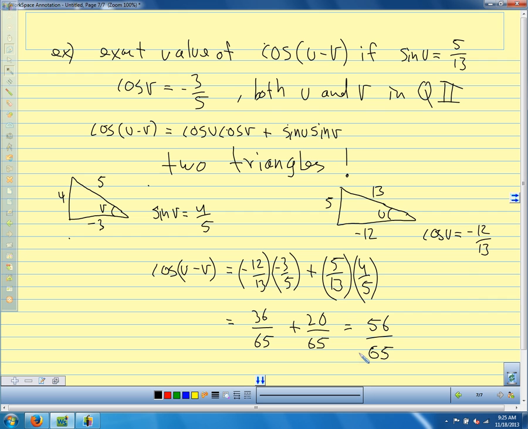I love that problem. Two triangles, Pythagorean theorem, sum and difference formula combines all kinds of things together. All right, questions on that one? Okay.